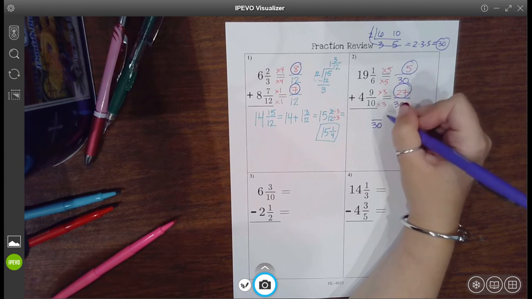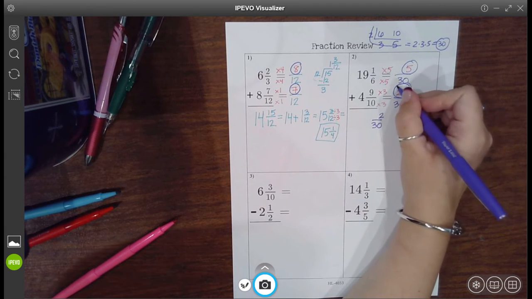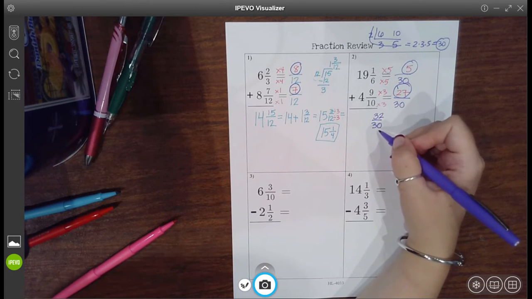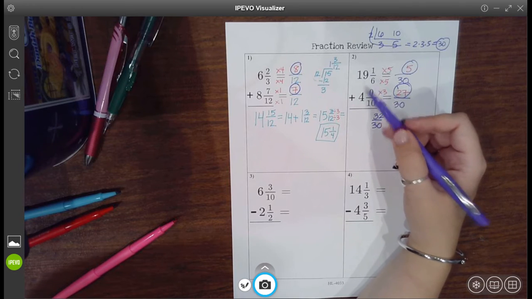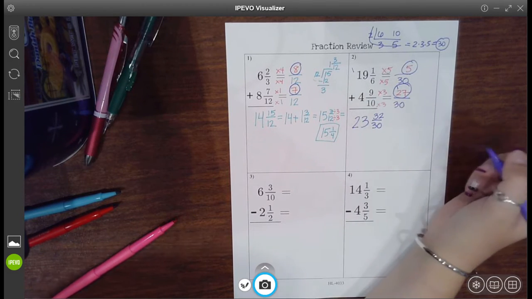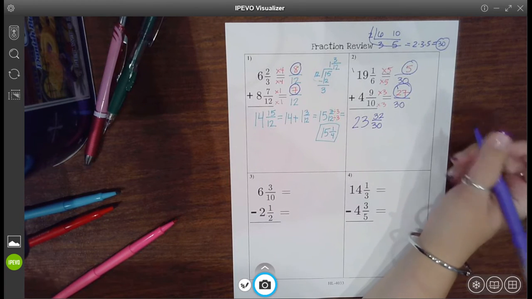Well, 5 and 7 make 12, carry the 1. 1 and 2 make 3. So you have 32 over 30, and your whole numbers, 9 and 4 make 13. 1 and 1 make 2. So you have 23 and 32 over 30.